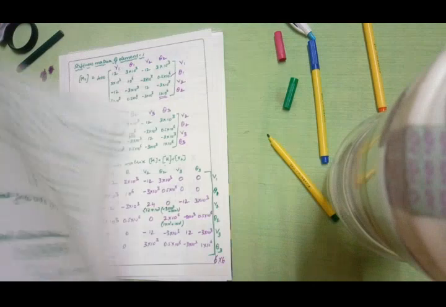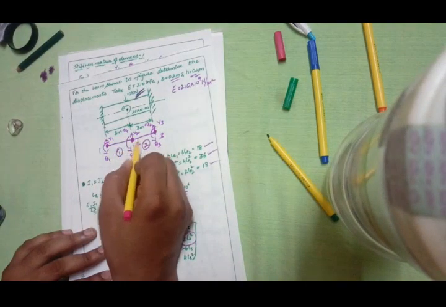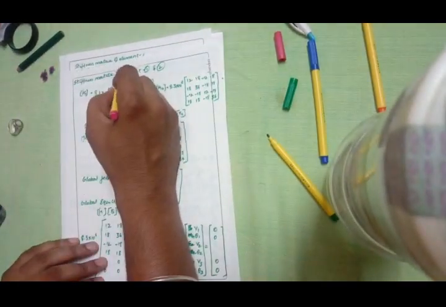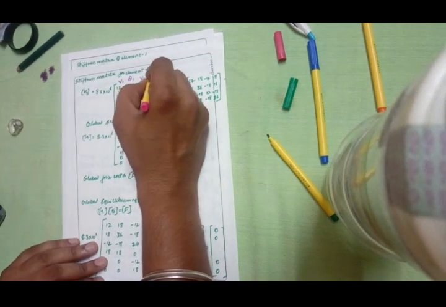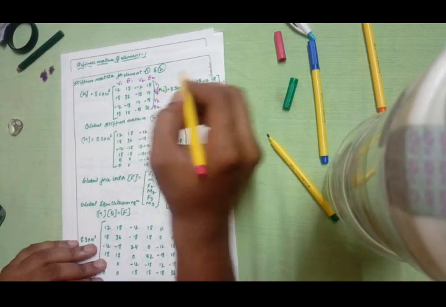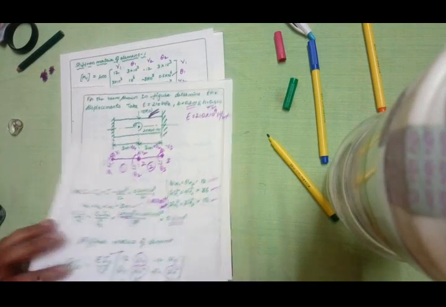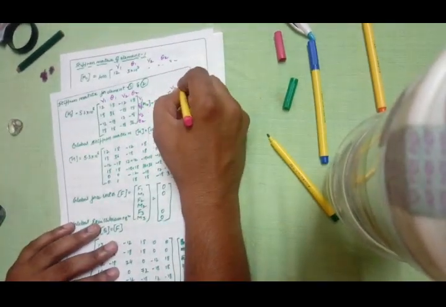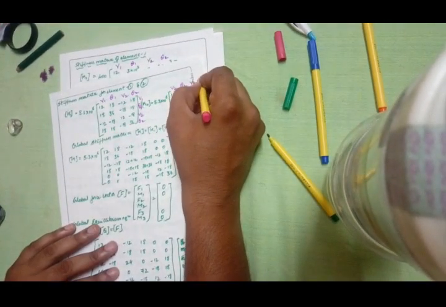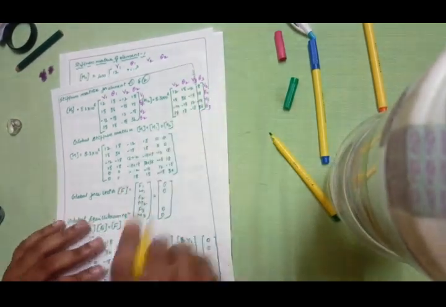Now what we need to do is look at the diagram. In the stiffness matrix, I need to write the degrees of freedom, because that is very much essential for us to form a global stiffness matrix. For element 1, V1, theta 1, V2, theta 2 are the degrees of freedom. Similarly, element 2 consists of nodes 2 and 3, so V2, theta 2, V3, theta 3 are the degrees of freedom.